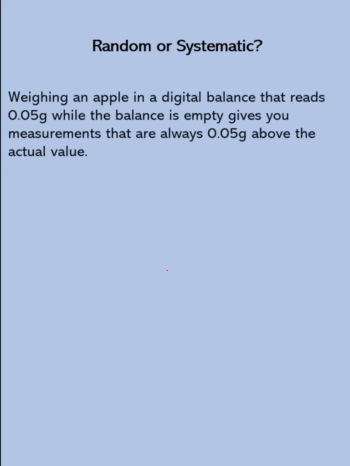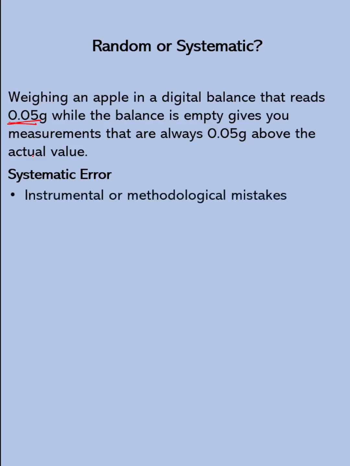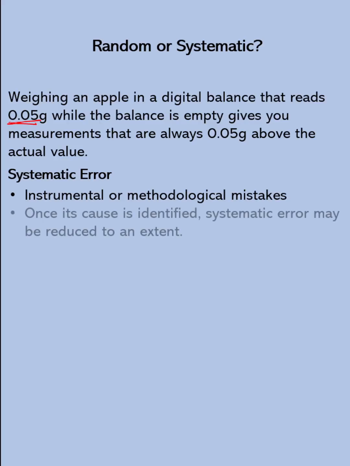How about this one? Weighing an apple in a balance that reads 0.05 grams while the balance is empty gives you measurements that are always 0.05 grams above the actual value. This one is a systematic error because it's always 0.05 grams above the true value. This one is an instrumental or methodological mistake. So it's important to set your device properly, or to know how to use the device you are using.